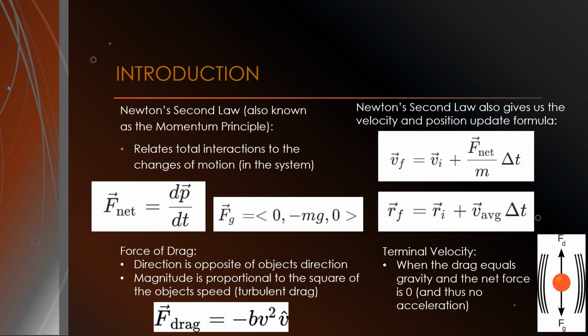And this can be represented by this formula right here, the force of drag equals the b variable, and then the velocity squared and the velocity hat right there. Our Newton's second law also gives us the following velocity and position update formulas, which we will be using to create our computational models today. And terminal velocity is when the drag equals the force of gravity, and thus the whole net force of the system is zero and there is no acceleration.